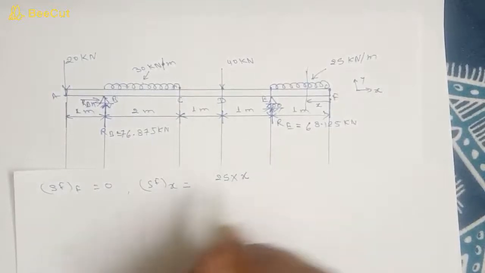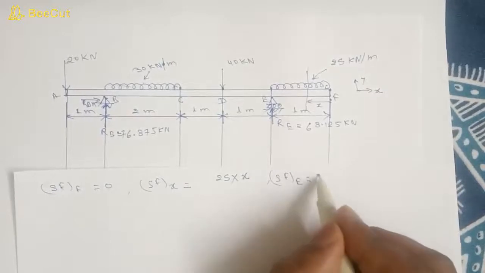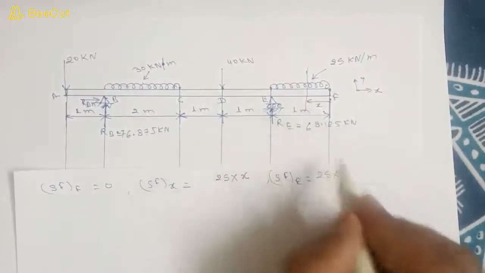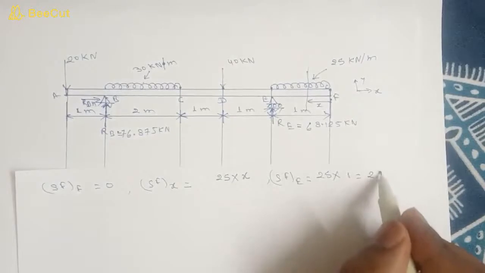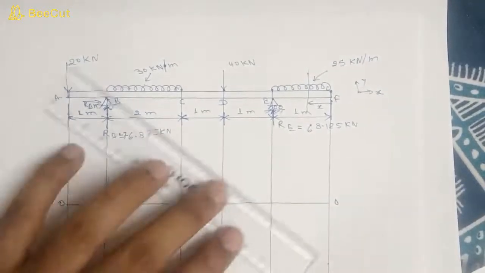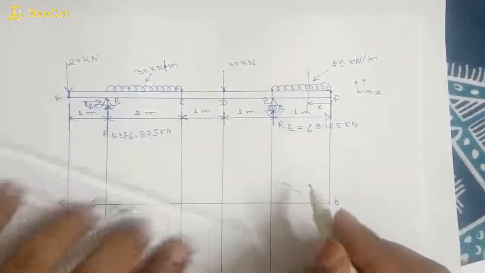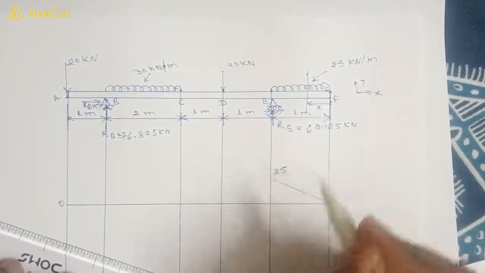Now shear force at E will become 25 into x, where x is 1 meter, so it will become 25. So now we can draw the shear force up to here. This is 25 in positive.